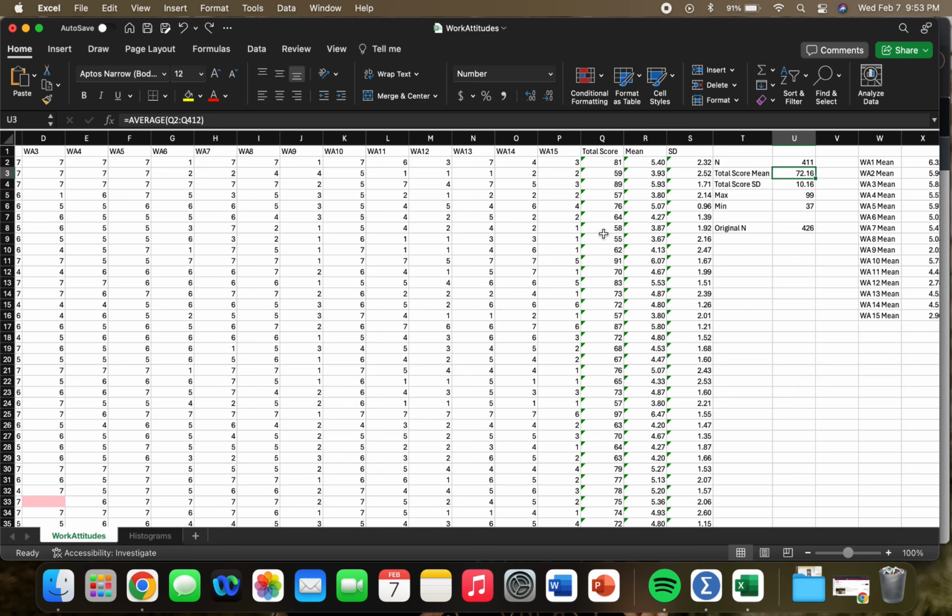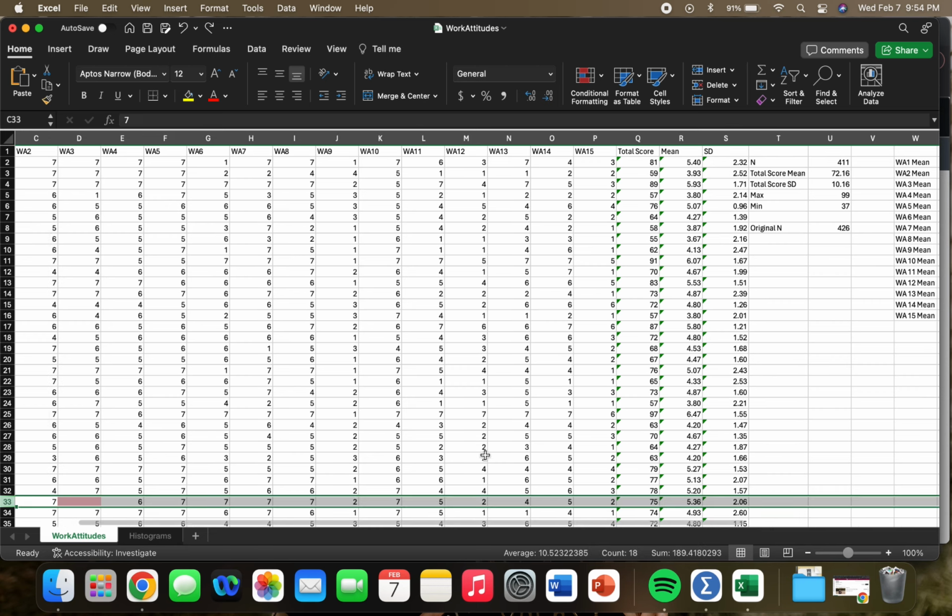So just grabbing everyone in this column pretty much and averaging it. So that was 72.16. Now this can be a bit misleading because obviously that's including people who have missing values. So this person here in row 33, their total score was 75, but if they had answered question 3 here, perhaps their score would be higher and the total score mean would be a little bit higher on average as well.